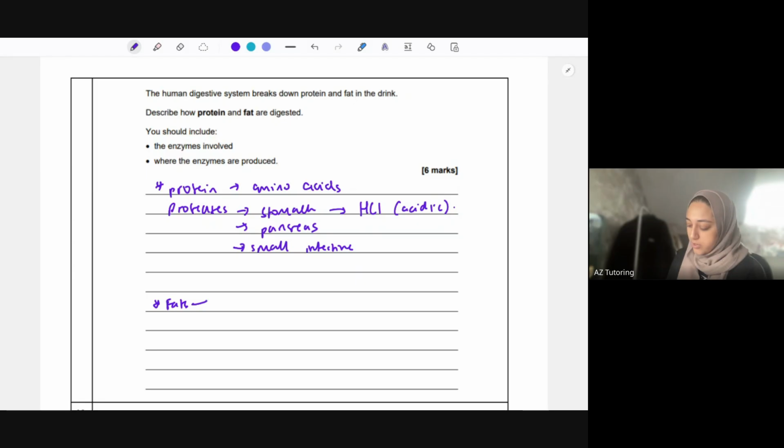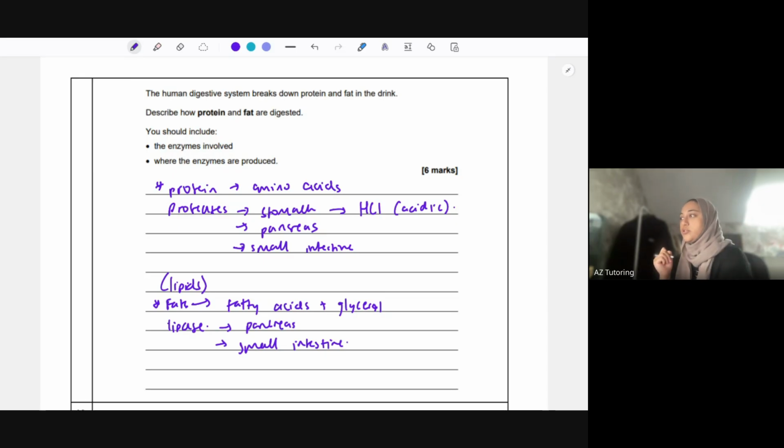Now with fats, they're broken down into fatty acids and glycerol. And the enzyme that's used for this is lipase. So remember, fats are essentially just another word for lipids as well. So lipids and fats are the same thing. Okay, so broken down into fatty acids and glycerol. Talk about where they're produced. So lipase is produced in the pancreas. It's not produced in the stomach. The proteases are produced in the stomach. It's also produced in the small intestine.